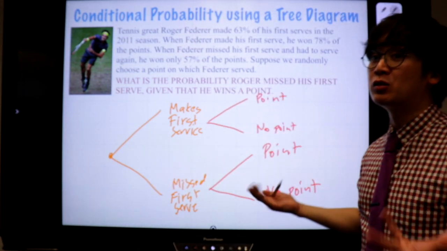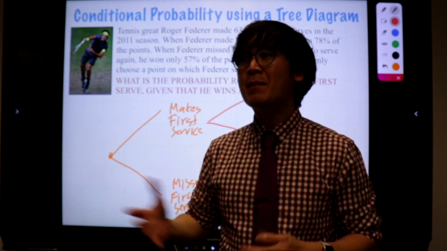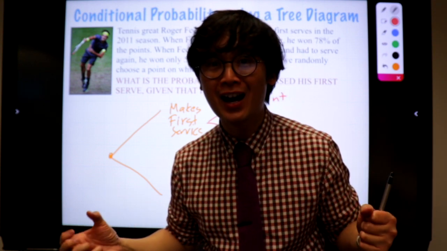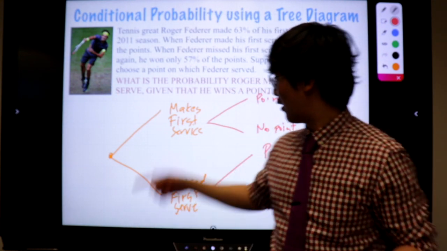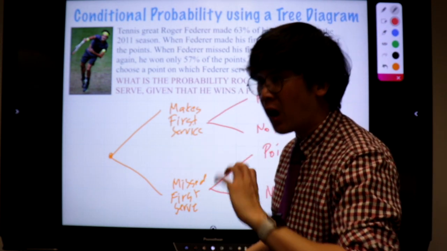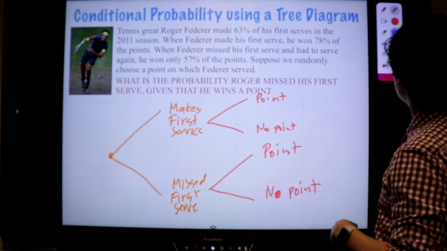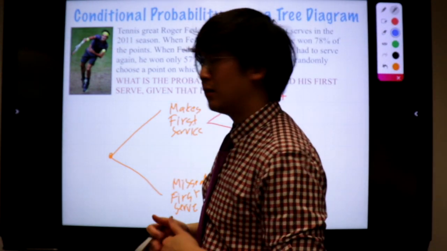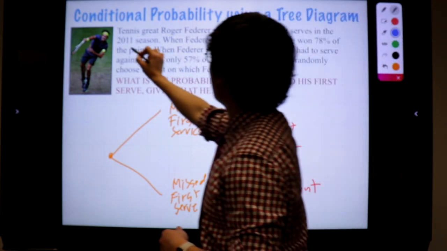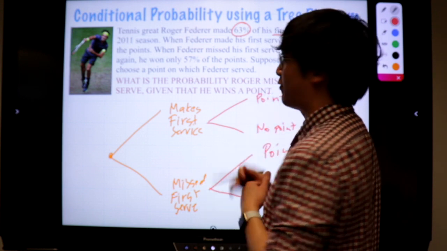Alright, so now that we have our tree diagram, because this is important, you need to know your tree diagram, which in mathematics is basically either this or that. It's like on, off, on, off, on, off. There's always just two options to keep it simple. Now, let's apply the information we have in this particular statement. Tennis player Federer made 63% of his first serves in 2011. 63% on the first serve.